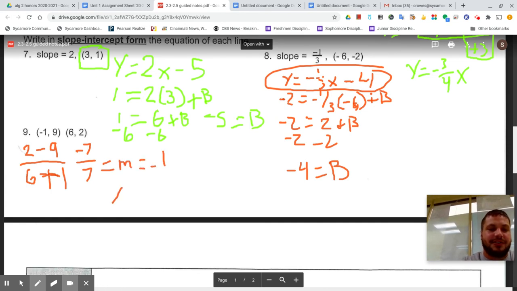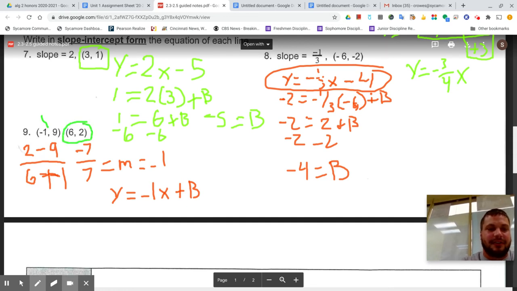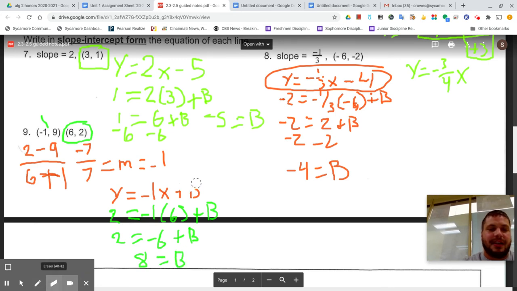So I know that my equation is y equals negative 1x plus b. I can use either point to find that b. I'll use the second one, to stay away from that negative number. So I've got 2 equals negative 1 times 6 plus b. So that's 2 equals negative 6 plus b. So 8 equals b. So my answer is y equals negative 1x plus 8.